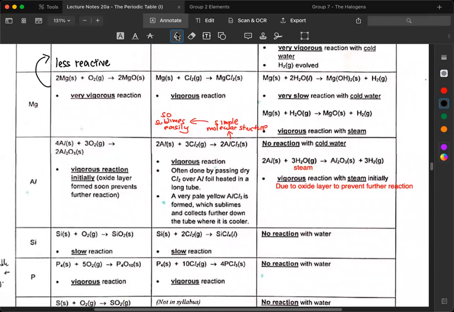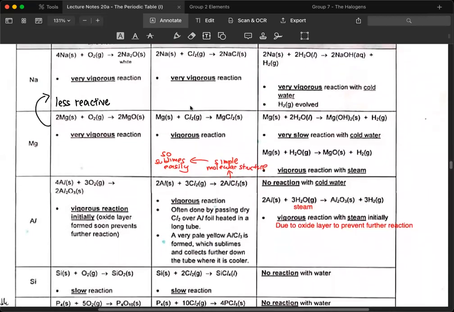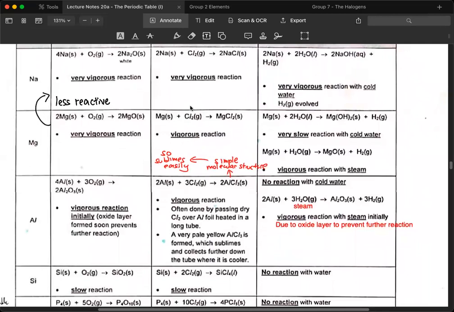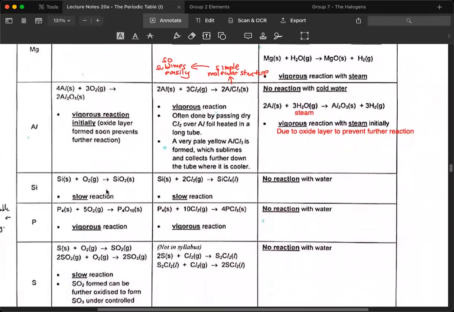Now, if we look at aluminium, the reaction of aluminium with oxygen also produces a metal oxide, aluminium oxide. It is a vigorous reaction, but not very vigorous. However, the oxide layer that is formed will quickly stop further reaction. Okay? So it will be vigorous at the start, then it stops.